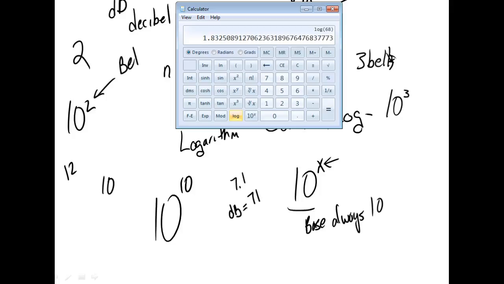So I could round this to 18 dB. You'll see what I'm doing in my head, because when I multiply by 10, all I do is just move the decimal point. Now, what was my original number? My original number was 68.